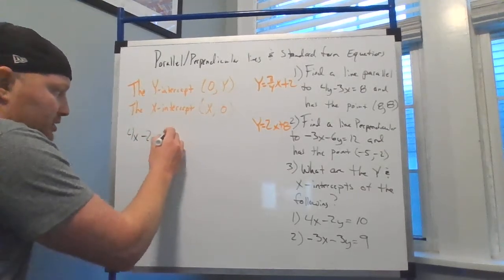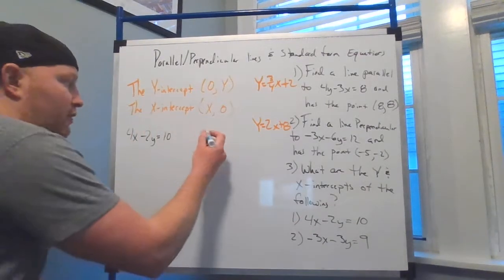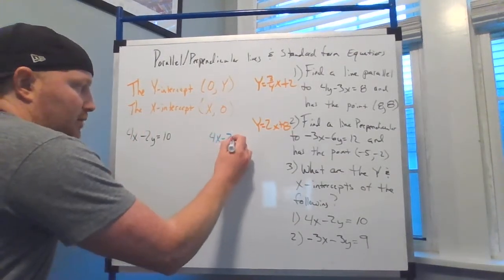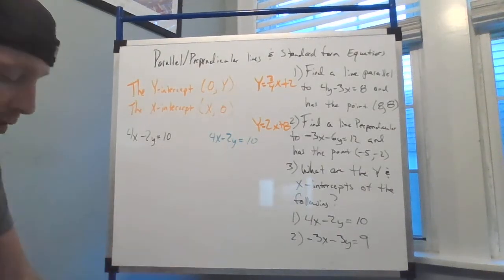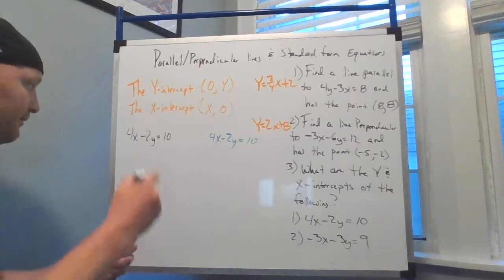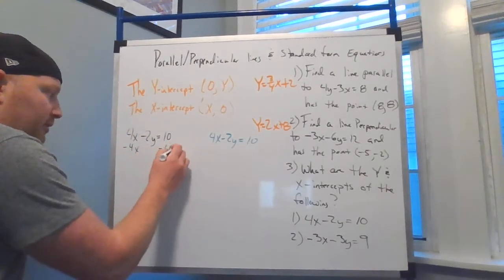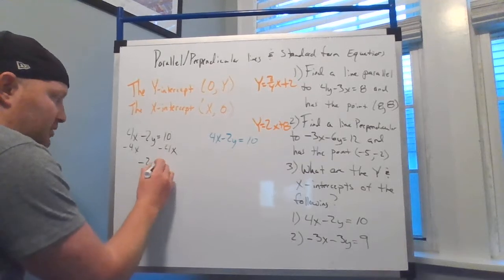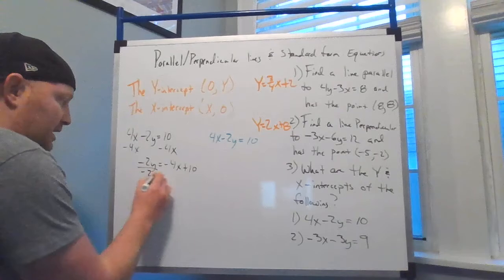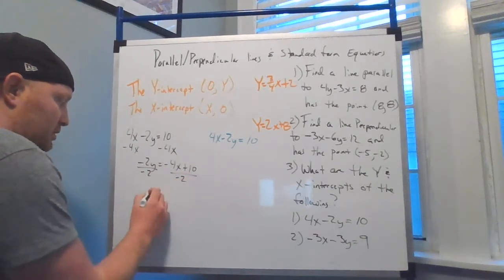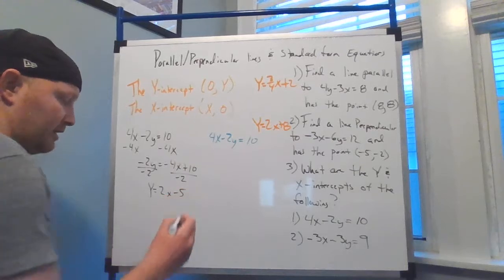4x minus 2y equals 10. I'm also going to solve it just in standard form, and I'll show you how to do that. First things first, we want you guys to get really sharp at this. Let's write this into slope-intercept form. So now this says negative 2y equals negative 4x plus 10. Divide both sides by negative 2. So y equals positive 2x minus 5.